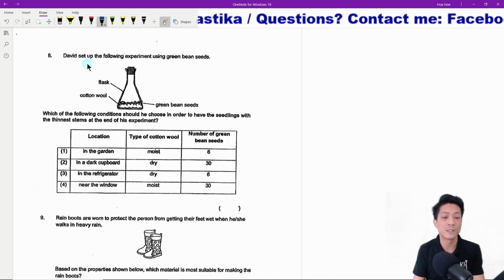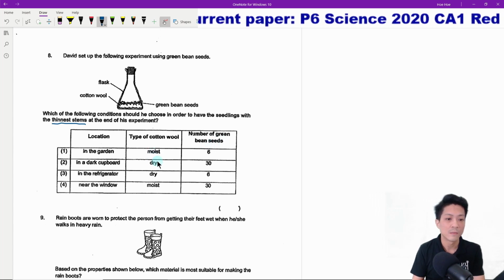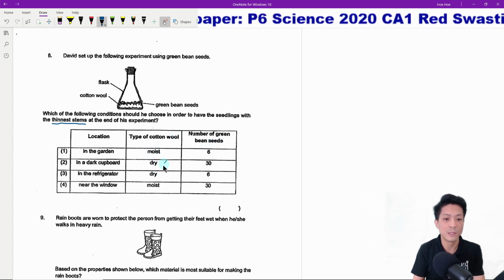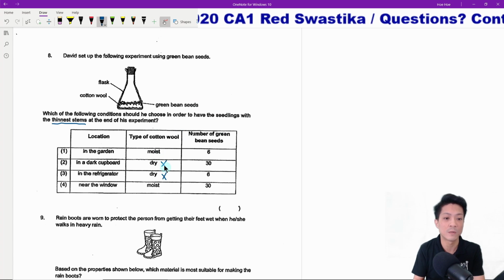Question 8. David set up the following experiment using green bean seeds. So there's a flask, cotton wool, green bean seeds. Which of the following conditions should he choose in order to have the seedlings with the thinnest stems at the end of the experiment? There are location, the type of cotton wool, and number of green bean seeds. The first 2 that we eliminate will be these 2, because the cotton wool needs to have water in order for this experiment to be a fair one.